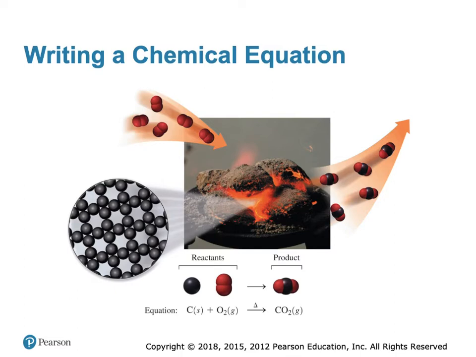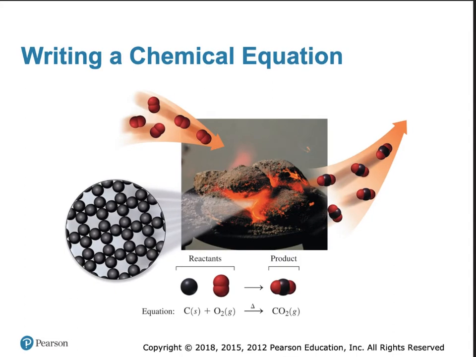It is also important to know the state of each reactant and product, that is, whether it is a gas, liquid, or solid. So what you can see here is we have our reactants on the left side of the arrow. We can see carbon is in the solid state. Oxygen is in the gaseous state. You have the arrow indicating that the reaction proceeds to the right and forms carbon dioxide as a gaseous product.